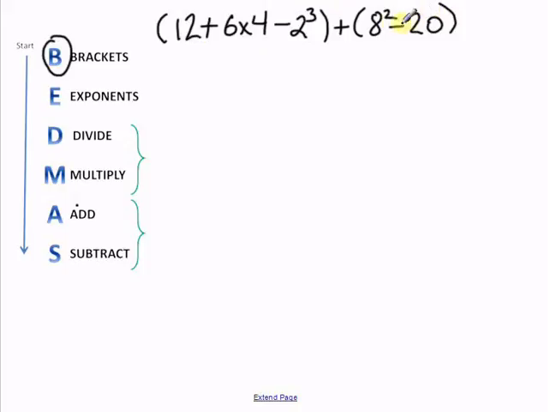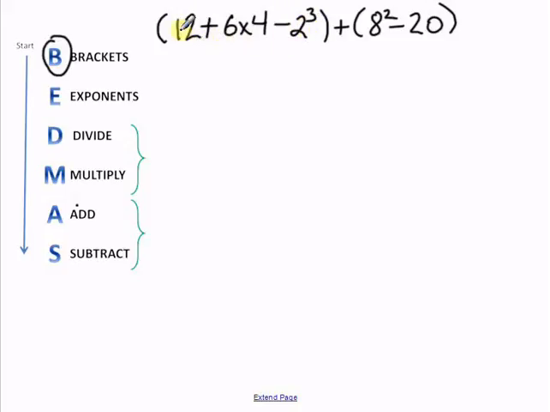I could, if I wanted to, do this one at the same time, simply because there's an add in between the brackets, and that would mean whatever the answer to all of this math inside the brackets is, I'm just going to add it to whatever the answer to all the math inside this bracket is. But for the sake of simplicity, I'm simply going to do this bracket first, because it comes first. There's no other reason to do this one before it. So I need to know what's going on inside this bracket.